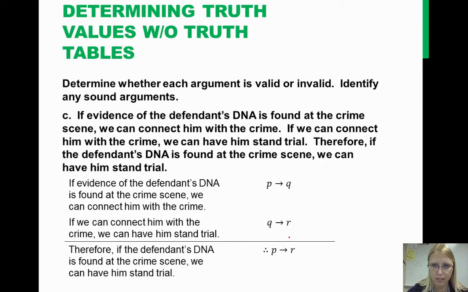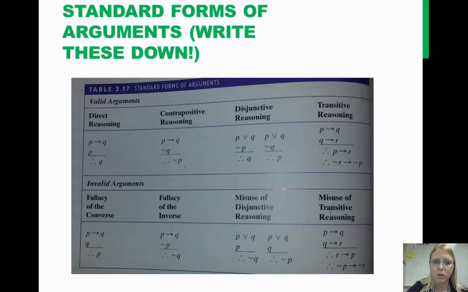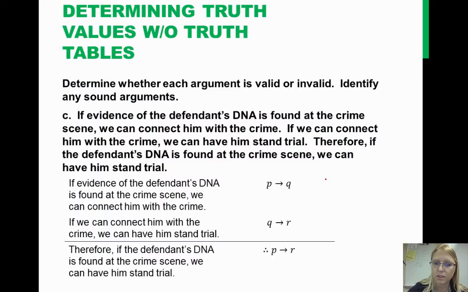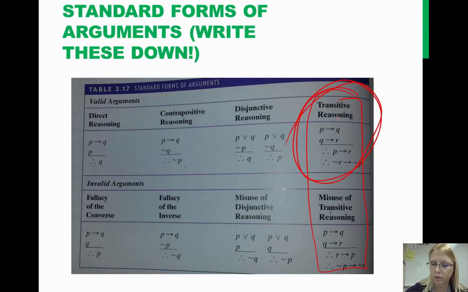So let's check to see on our table if this is a valid argument or not. Here, if you notice, these ones are the only ones with all if-then statements. So we have a P then Q, Q then R, then P then R. So this is actually the one that we want, and it does work. It is a valid argument. So this is valid. And why is it valid? It's based on transitive reasoning.